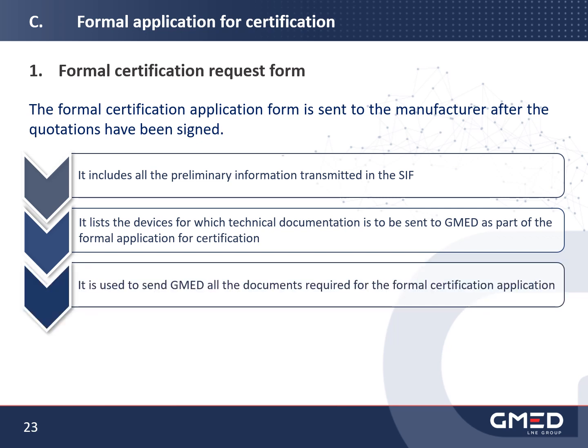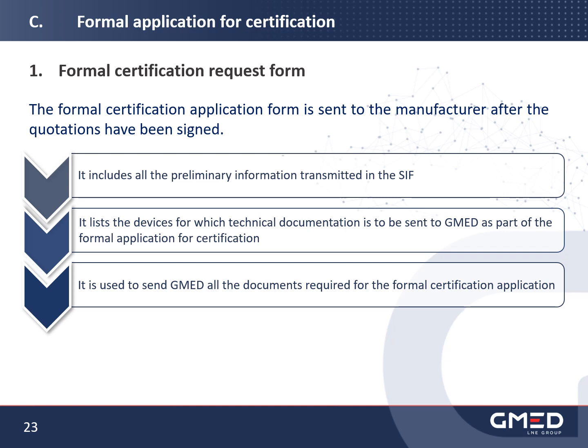Finally, this form enables the manufacturer to provide GMED with all the documents expected and requested as part of the formal application for certification under the regulations. This form includes one or more checklists that allows the manufacturer to identify the documents to be sent to GMED, indicate the references of the documents sent, and to ensure that all the documents expected by GMED and required by Regulation EU 2017/745 as part of the formal application for certification are present in the formal application for certification file.